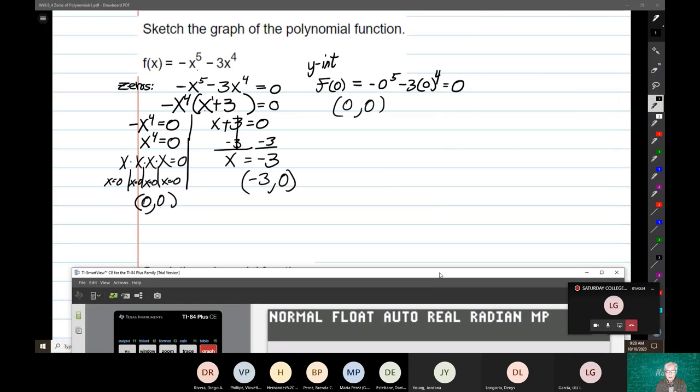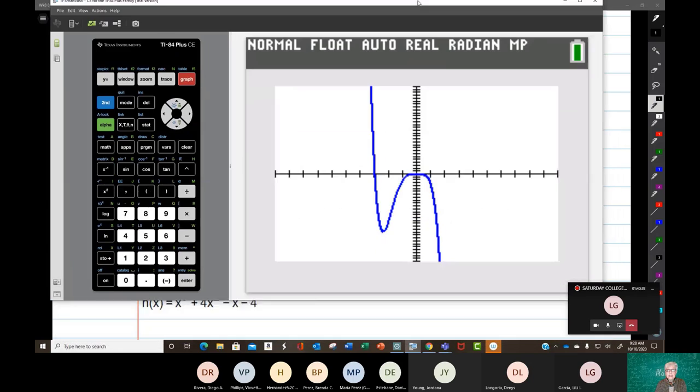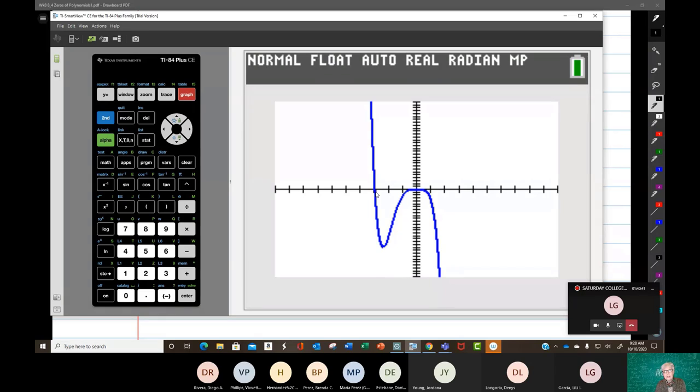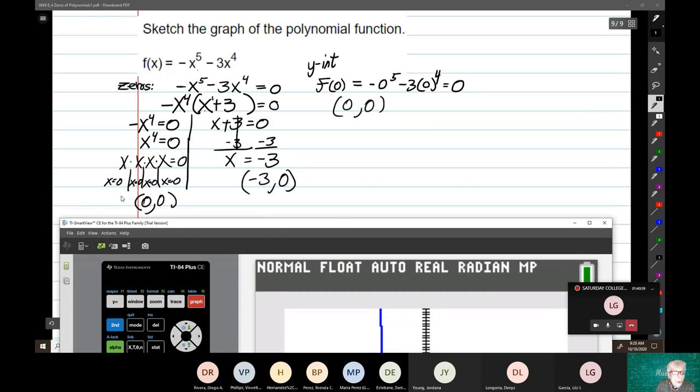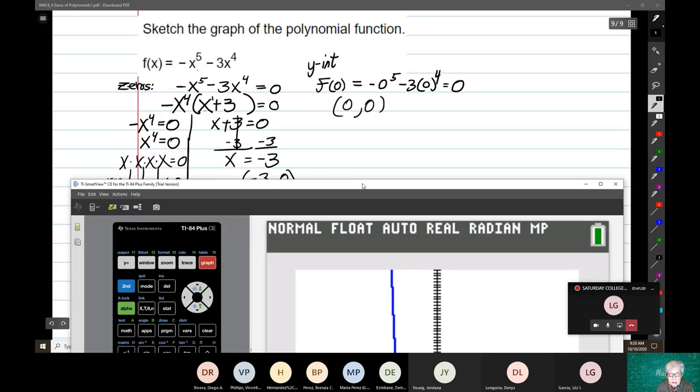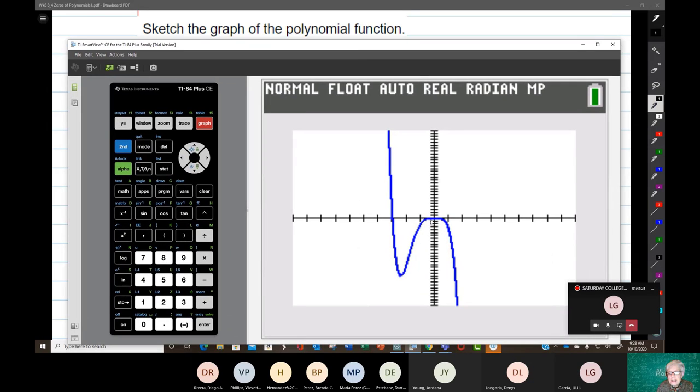Here's the zero that occurs at negative 3, 0. The x-intercept, rather, that occurs at negative 3, 0. And now look at this. Remember the point 0, 0 occurs 4 times. When you have zeros that occur at a higher multiplicity than 2, so not 2, but at a higher even multiplicity, like 4, 6, 8, 10, 12, 14, you're going to have this flattening effect.